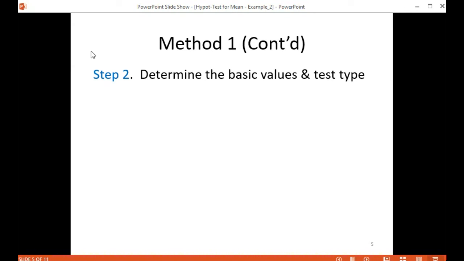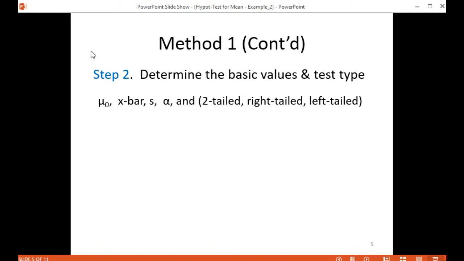So the test type that we're referring to here is whether it's a two-tailed test, or... well, not one tail, we don't say one tail. If it's a right-tailed test or if it's a left-tailed test. Okay. So the basic values are mu 0.